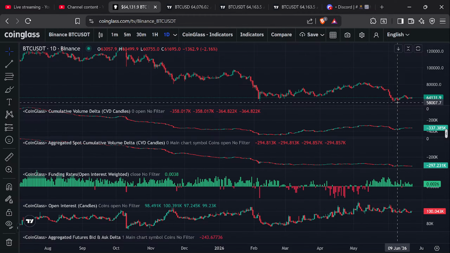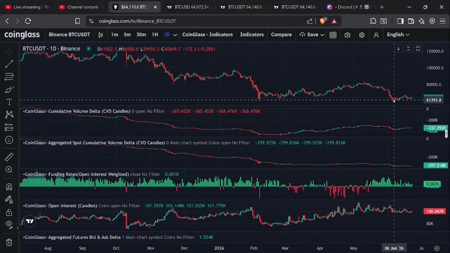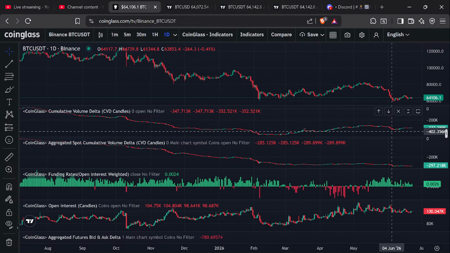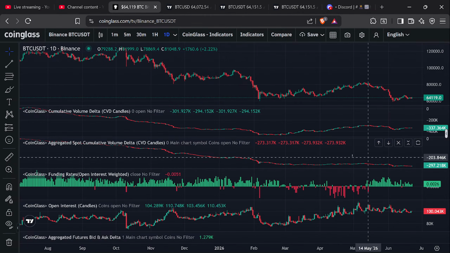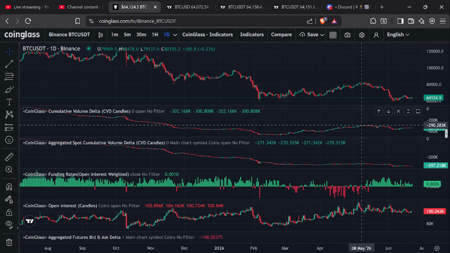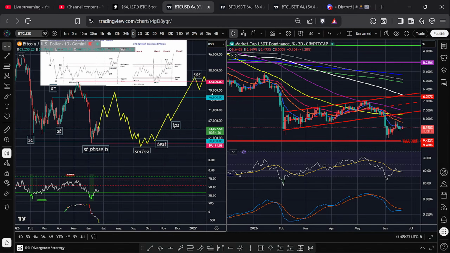Now the bottom could have already formed right here with the bullish divergence, which I'll show you in a moment. So what I was showing you here is there is some divergence on the futures, but this needs to play out as well. If the spot keeps selling, then this is null and void, right? That leads us to this.